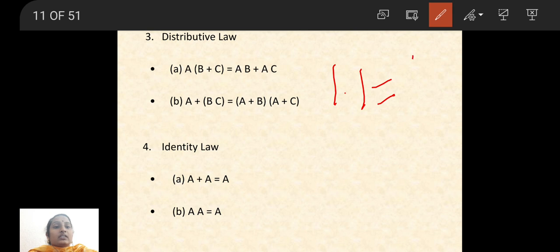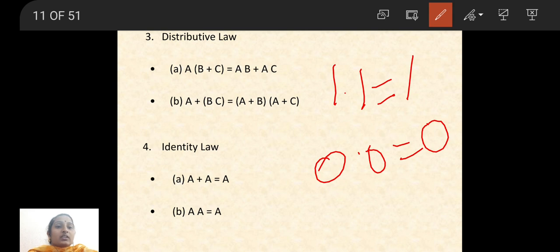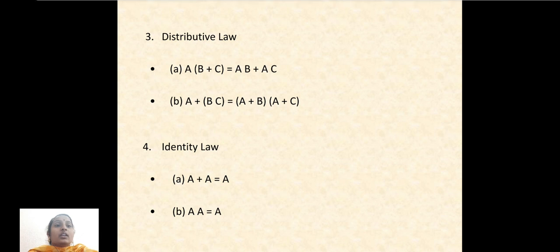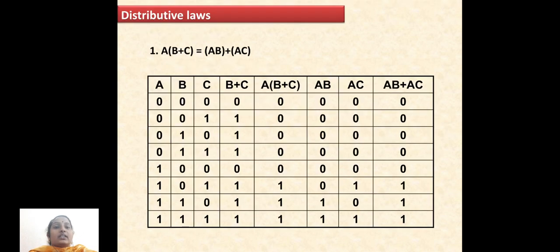1 into 1 is equal to 1. 0 into 0 is equal to 0. 1 into 1, 1. 0 into 0, 0. That means what? A into A is equal to A only. According to identity law, same numbers, identical numbers, either product or summation is equal to that number only. Identical number summation or product is equal to that particular number only.